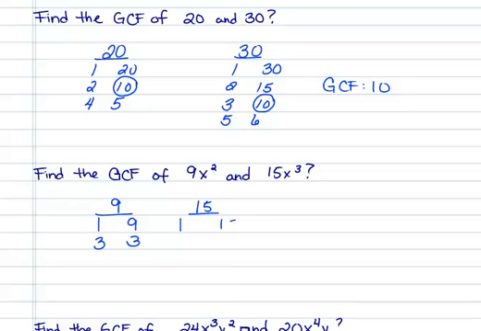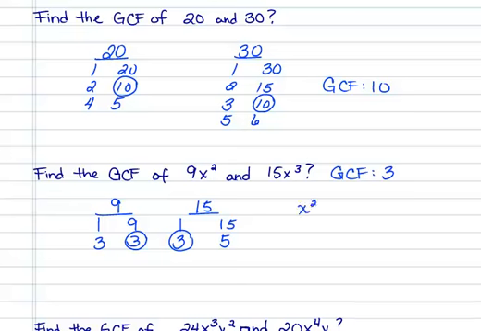15. 1 times 15. 2 times nothing. 3 times 5. 4, nothing. Nothing else. So the greatest common number that I have is 3, I guess, is the biggest number they have in common. But now let's look at the variables.